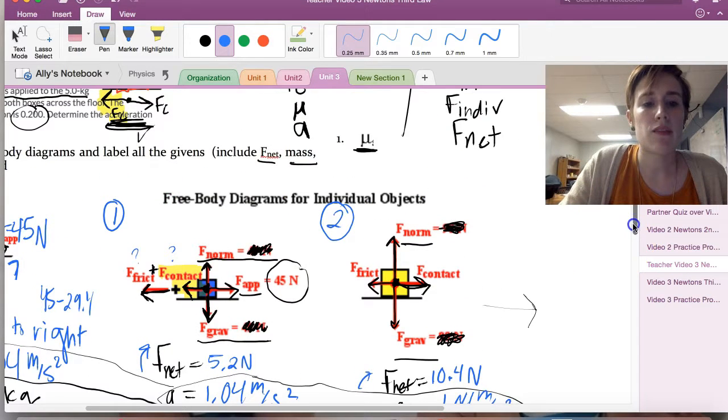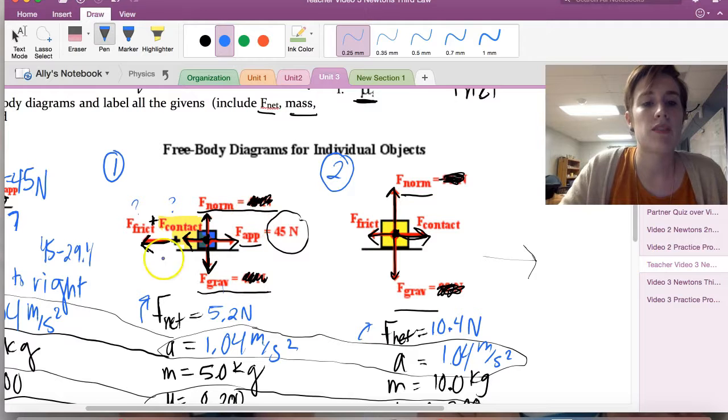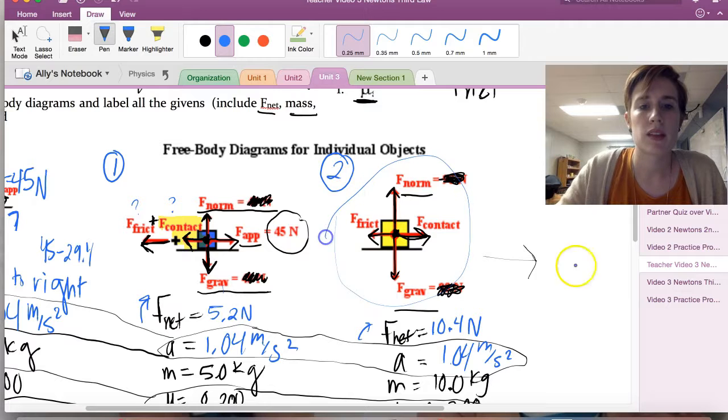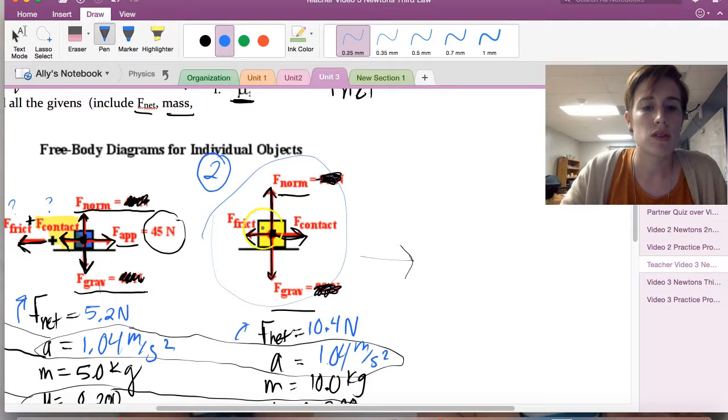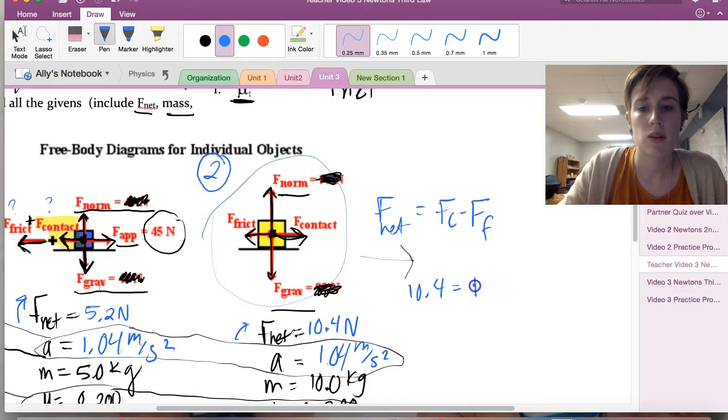So now that I have my net force for each of these diagrams, I could find my contact force for each of the diagrams. Let's do this one right here, because it says it wants to know the contact force. That was one of our questions. Our net force is 10.4 newtons. We know our normal force and our gravitational force are canceling each other out, right? So the only thing we have here is our friction and our contact force. Our contact force is going forward, so our contact force minus our friction force will give us our net force. We have our net force, it's 10.4. We're looking for our contact force, so we need to find friction force before we can begin.